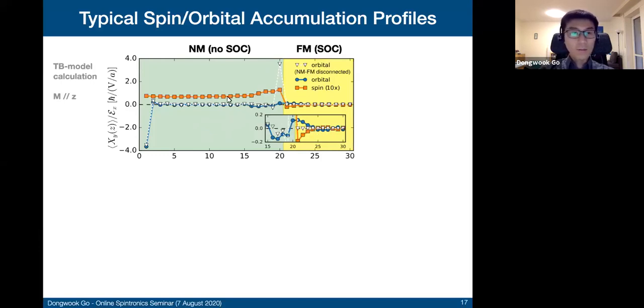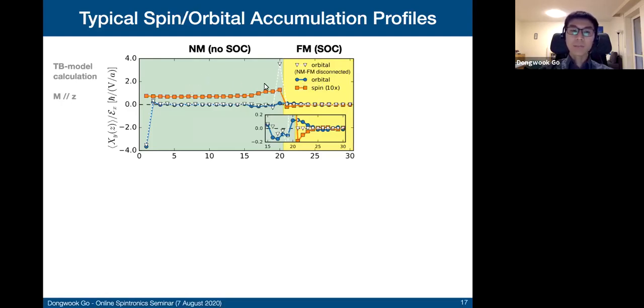Interestingly, we also find this constant value of spin accumulation in the non-magnet. At first it was very weird, but it can be understood as follows. In the non-magnet, at first, the electron is not spin polarized. Then it is injected into the ferromagnet, and some part of the electron will be reflected from the interface.